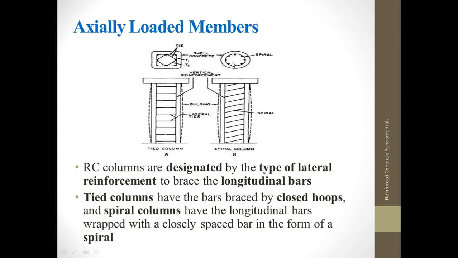You might be wondering what is the difference between those two. The tied columns have the bars braced by closed hoops, and spiral columns have the longitudinal bars wrapped with a closely spaced bar in the form of a spiral, as the name indicates. We need to understand the difference between a tied column and a spiral column because it will affect our calculations for computing the axial capacity of a vertical member. So this is an important concept.